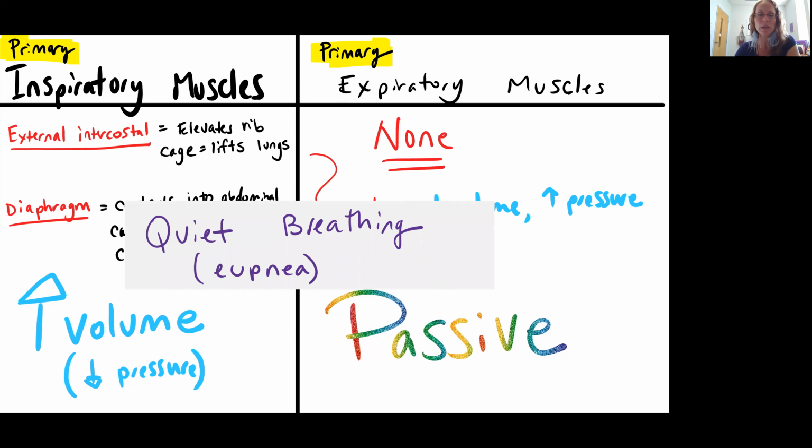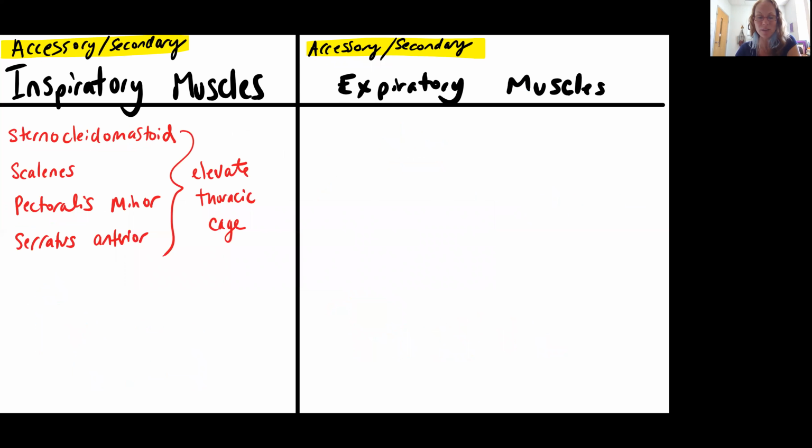So remember again, these are the muscles involved in quiet breathing. We can call it eupnea. That's fancy, isn't it? Okay. Now we have what's called accessory or secondary inspiratory and expiratory muscles. These are going to be muscles involved in what we can call the forced inhale and the forced exhale.